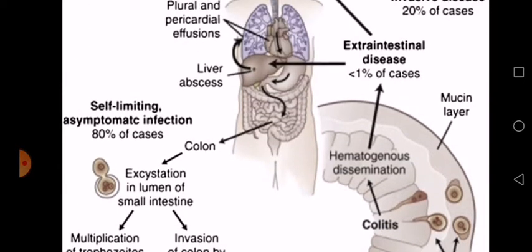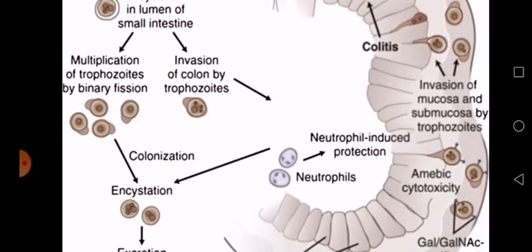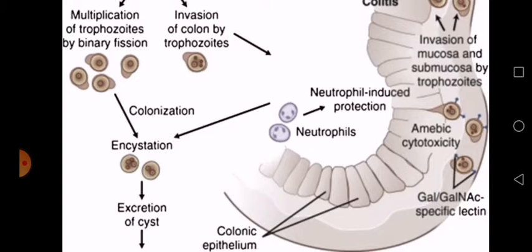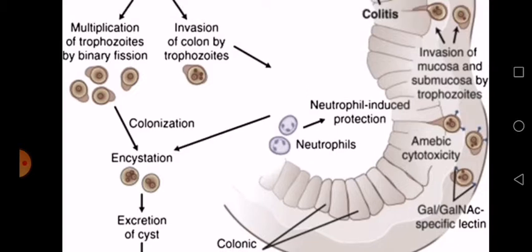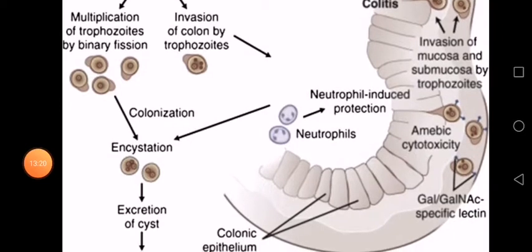Self-limiting. Okay, till here, this phase, it is always self-limiting, with asymptomatic infection in 80% of the cases. Then, after the colonization, encystation occurs. Invasion of the colon by trophozoites can lead to encystation and excretion of cysts. The second route might be invasion of the colon by trophozoites, which goes on into the colon.